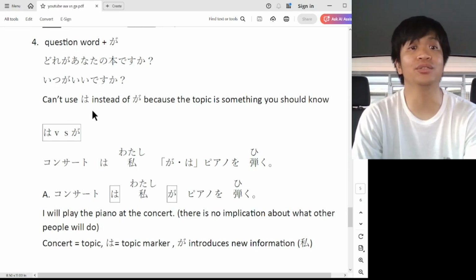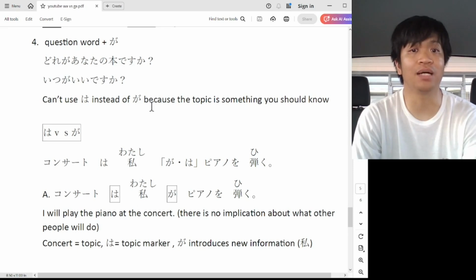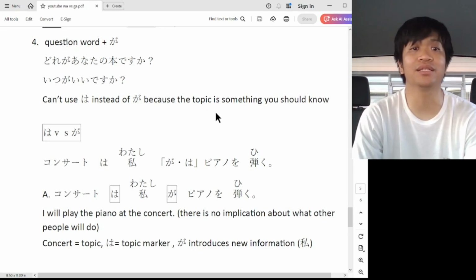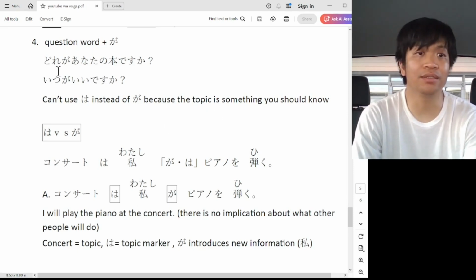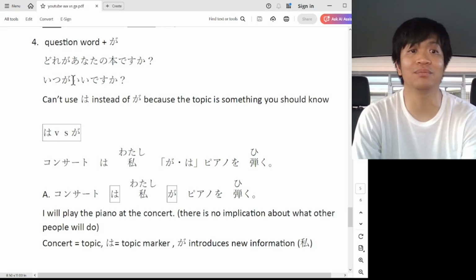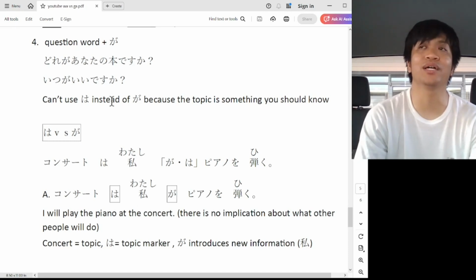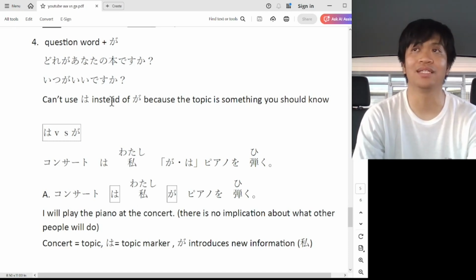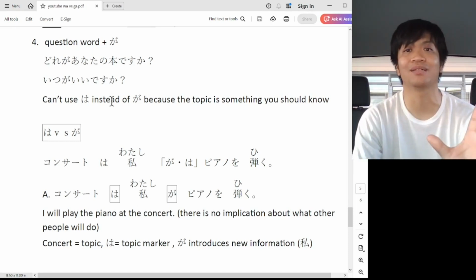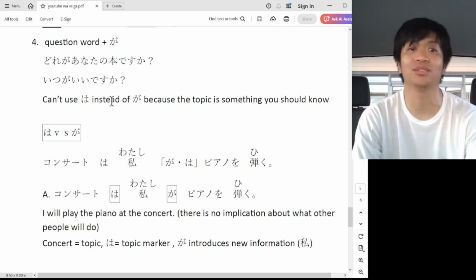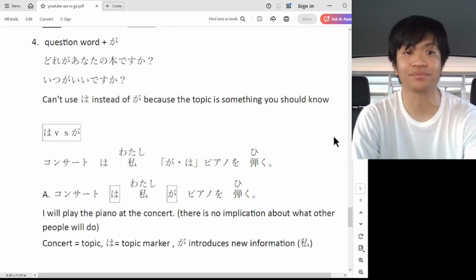Here you cannot use wa instead of ga because the topic is something that you should know. If you said dore wa or itsu wa, you can't use that, because if you're asking a question about something you don't know, it just doesn't make sense to use it as a topic, because as a topic, you should know it. So whenever it's a question, just use ga after that.